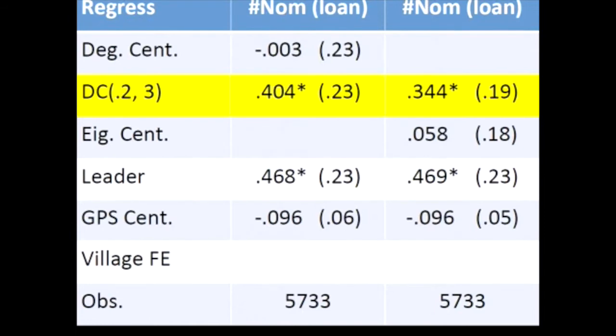We also ran some GPS numbers to try and see if they were just naming people who were central in the village in a GPS sense. And so you can do a GPS centrality measure, and that doesn't seem to matter at all. So they're not naming people who are just physically central in their village. They're naming people who are socially central in their village. This has village fixed effects. Any questions on that? So we're getting some correlation between diffusion centrality and the people that they're naming.